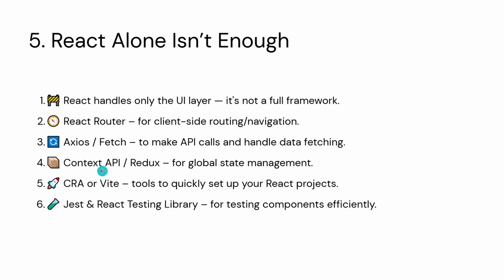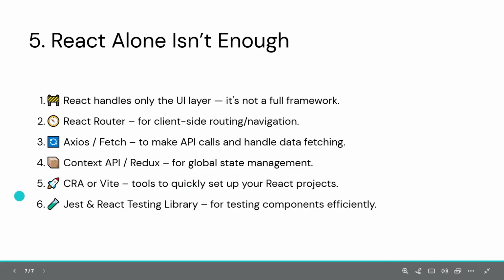Also, we need to understand what Context API and Redux are. This is used for global state management, such that if we log in to our application and we need to save that state throughout our whole application or whole session, for that we use Context API. Also, if we want to save something and pass it from one component to another at any part of our application, then we use Redux. The next one is CRA or Vite, which are tools to quickly set up React projects, such as a Bootstrap app and many more things. Next is Jest and React Testing Library.